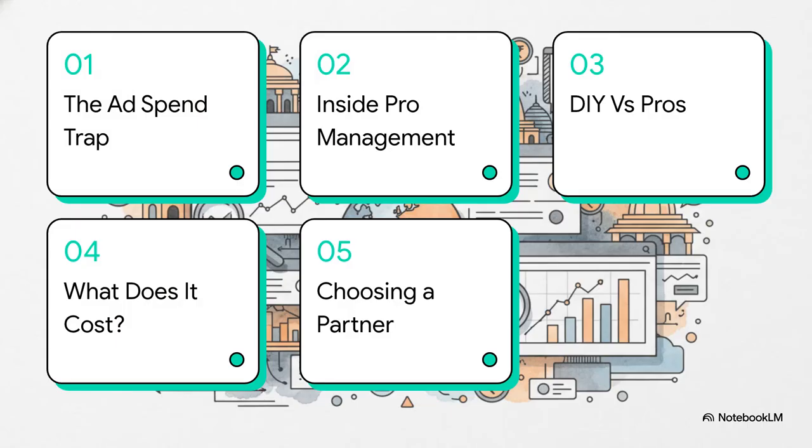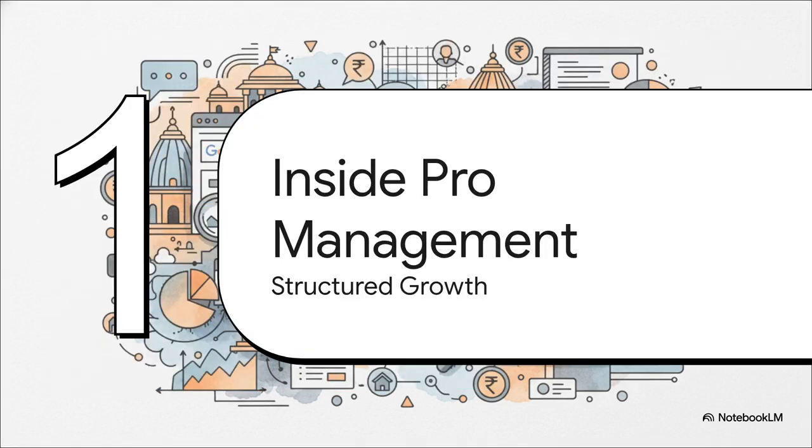So here is our roadmap for today to help demystify the whole process. First, we've got the ad spend trap, then inside pro management. Third is DIY versus the pros. Fourth, we'll cover what does it cost, and finally, choosing a partner. Moving right into section 1, inside professional ads management.